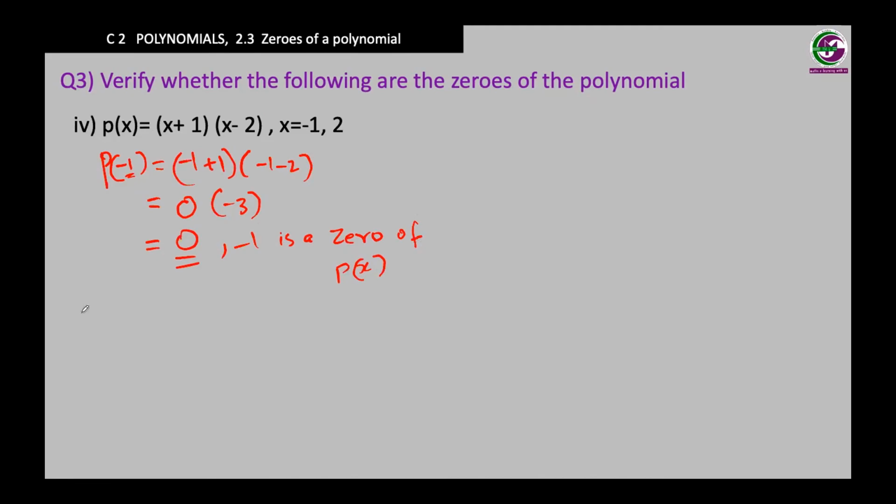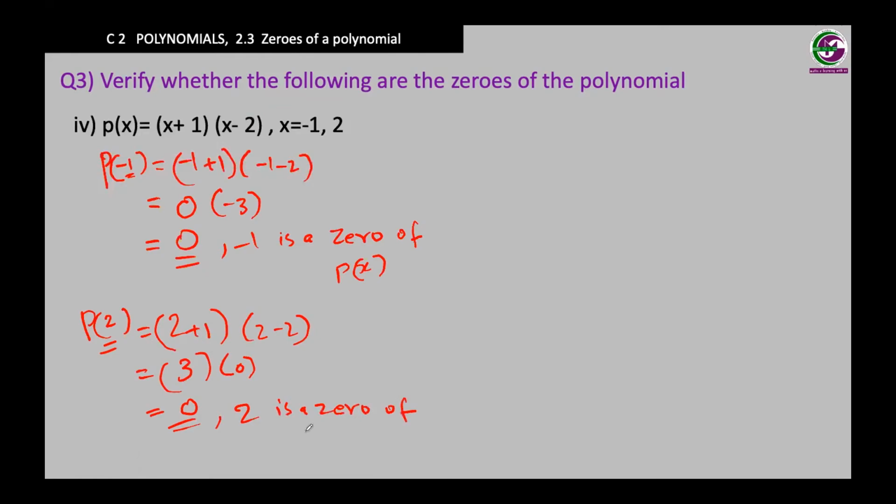Second part of this, we have to replace P of 2. P of 2 is equal to 2 plus 1, 2 minus 2, which is 3 times 0. Again, your answer is 0. So we can also say that the second value, which is 2, is a 0 of the polynomial. So you can see that there are two roots for this. Negative 1 is a root and 2 is also a root of this polynomial. Let's see the next one.